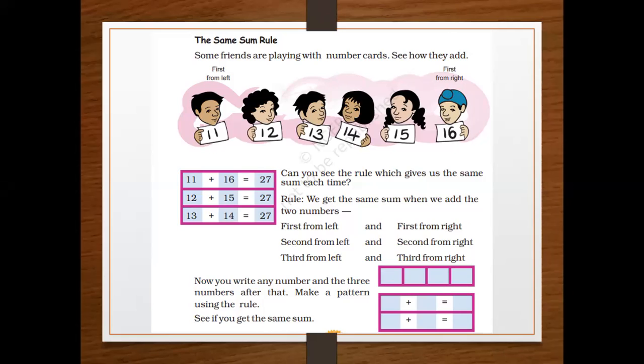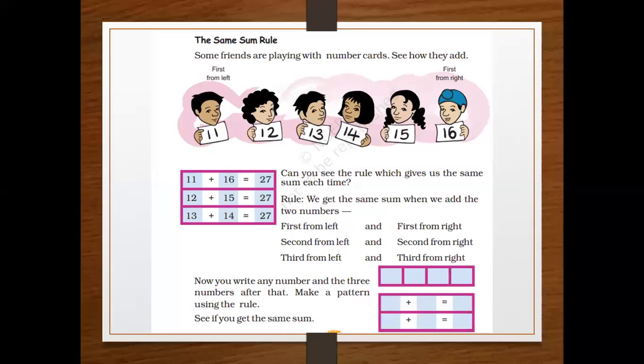Look at this: 11, 12, 13, 14, 15, 16. 6 students have written these numbers. Continuous numbers. First number and last number: 11 plus 16. What is the total? Second number from the beginning, second number from the end. Surprisingly, this is also 27.